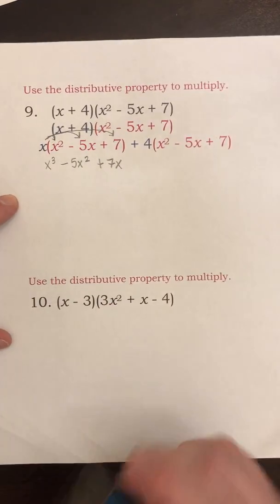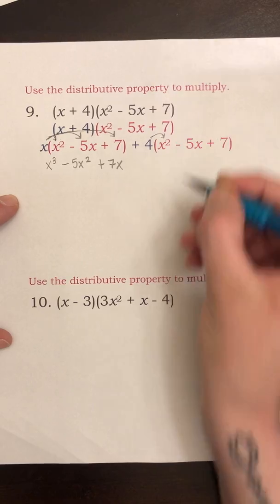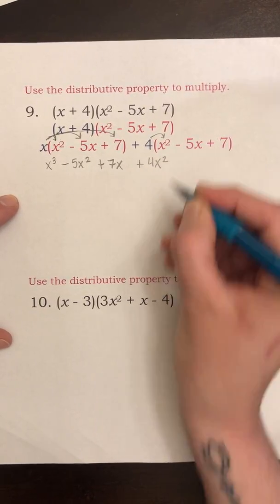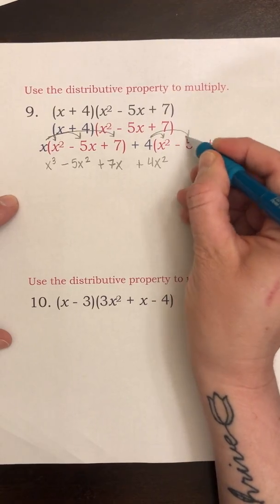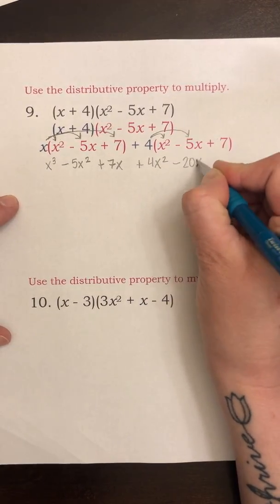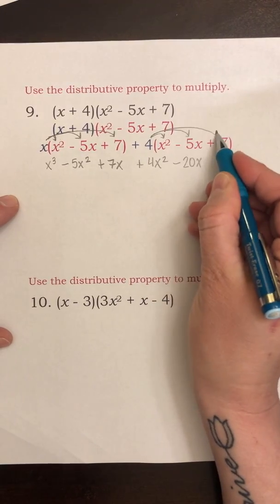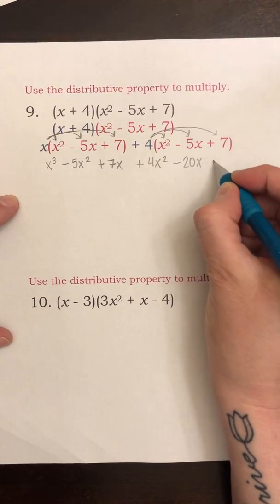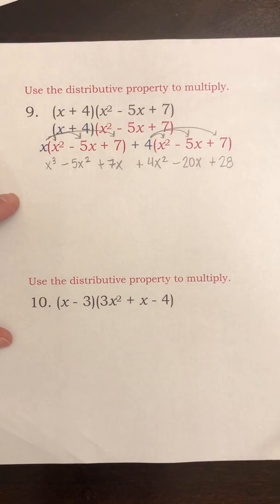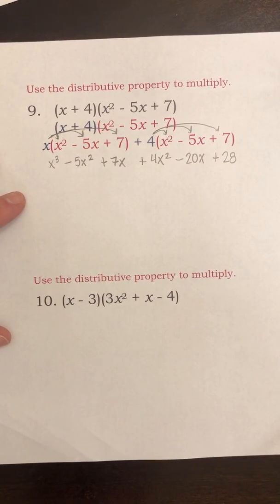Now we're going to distribute this positive 4. So positive 4 times x squared is positive 4x squared. Positive 4 times negative 5x is negative 20x. And positive 4 times 7 is positive 28. And now that we have it fully distributed, we're going to combine like terms.